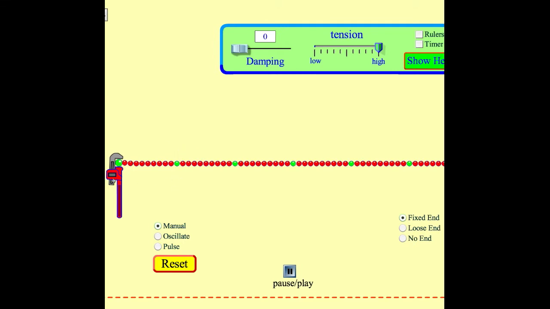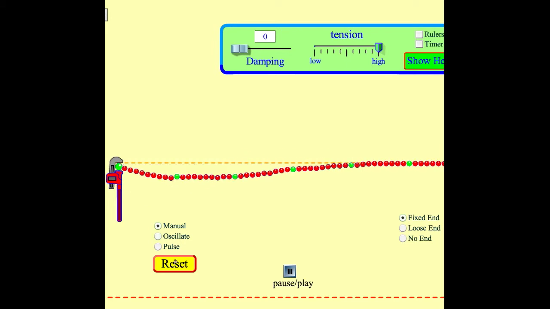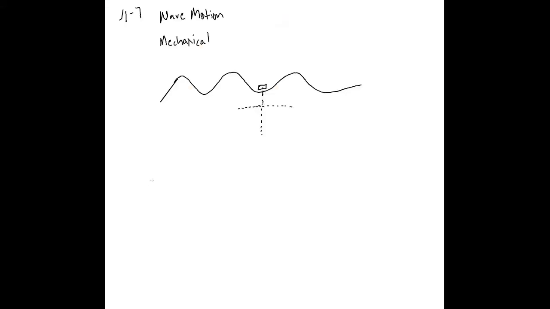So the particles in the wave have a velocity that is up and down. But if we think about the wave as the crest, it has a different velocity. It has a velocity that moves forward. So remember, particles in a wave move up and down, but the wave itself actually moves forward. Waves can cover a large distance, but their medium does not.